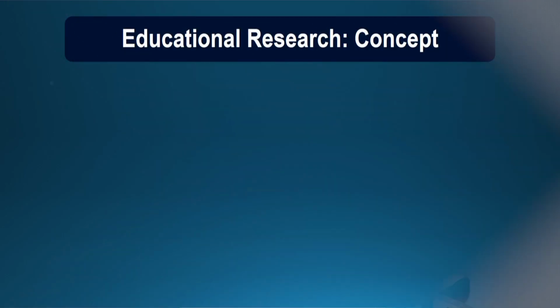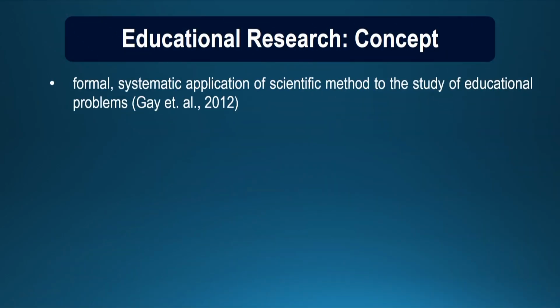Let us understand the concept of educational research. Educational research has been defined by Gay et al. (2012) as a formal, systematic application of scientific method to the study of educational problems. Knowledge can be acquired through experience, from authority, or through reasoning, which involves both inductive and deductive reasoning.